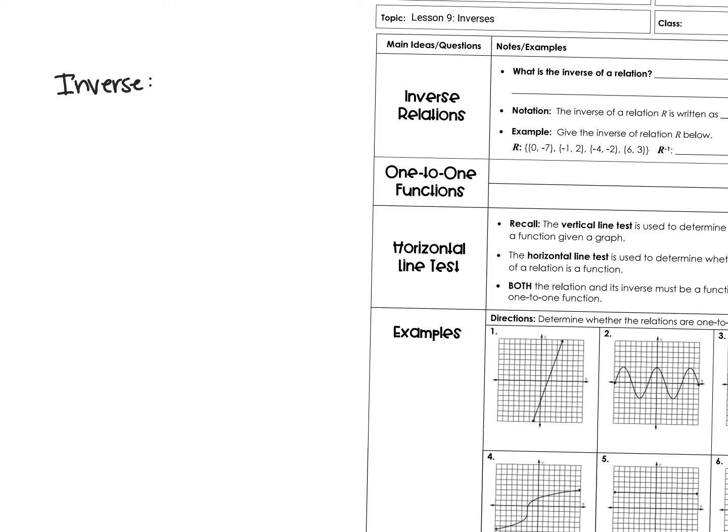undoes something. So for example, the inverse of plus or más is menos. The inverse of multiplication is division. The inverse of square root, if we have an x in here, is squaring something.